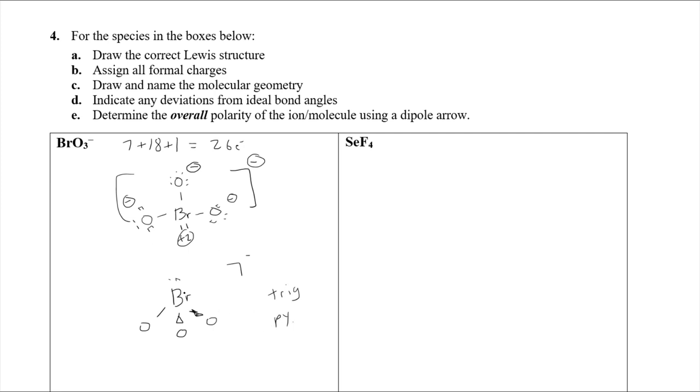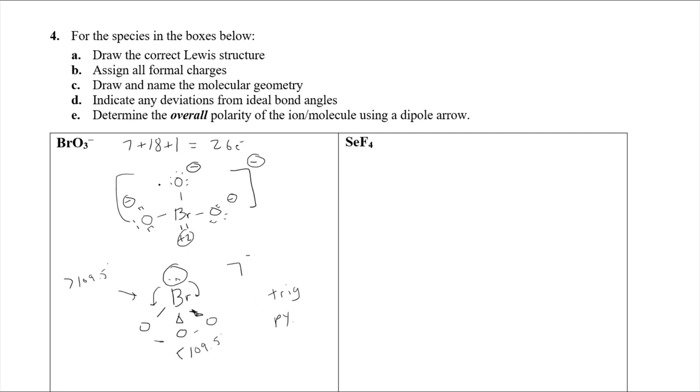Any deviations? Well, I might say this lone pair is going to have a lot of repulsion, so it's going to push down here, and it's going to open up this bond. So the angle there would be greater than 109.5, but the angles down here are going to be contracted a little bit. So I'd say those would be a little bit less than 109.5. And so that's one way you can look at that.